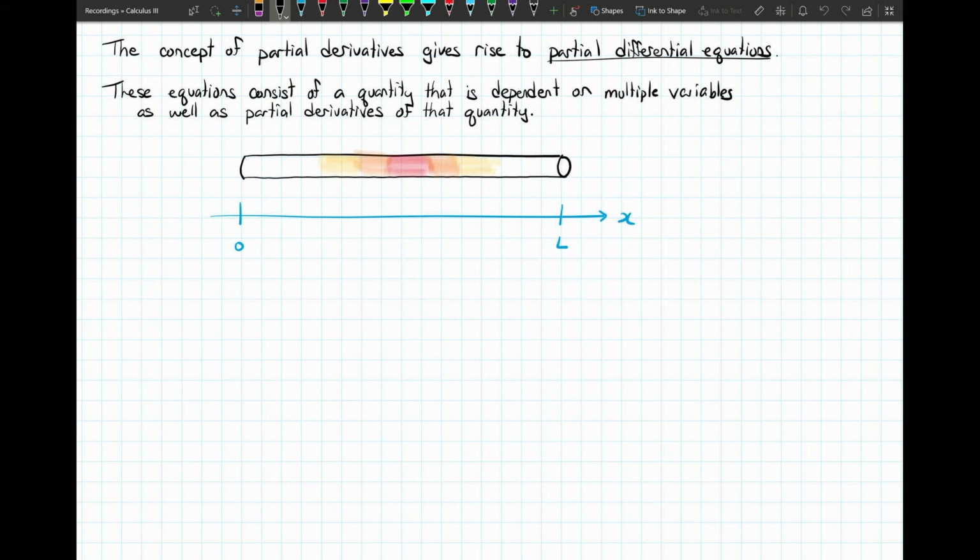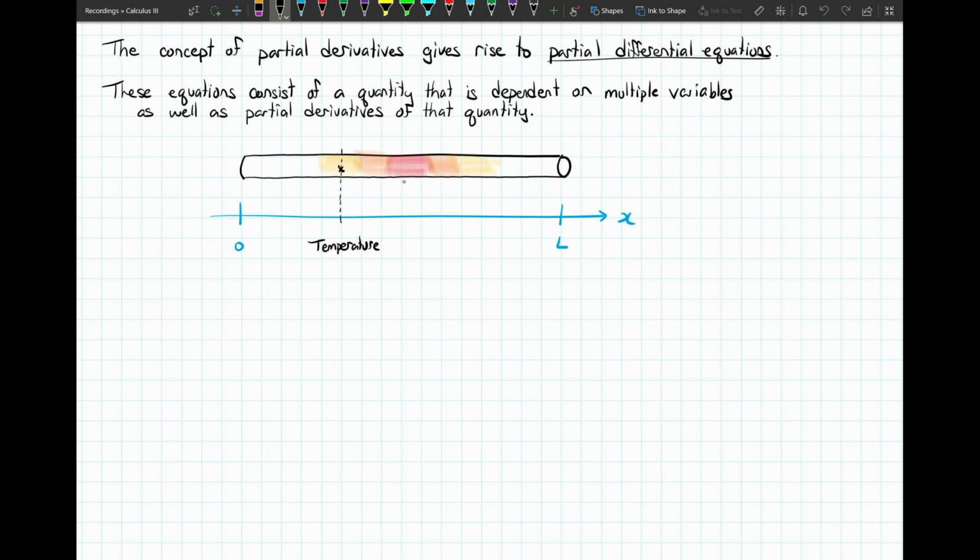Now, of course, this rod isn't necessarily just floating in space. It probably has to be held there while we're heating up the rod, but we're going to assume that both ends of the rod are insulated. There's no way that heat can escape. And what we're going to define is a function of two variables. That function is going to represent temperature at a specific point. At any given x value, we have a certain temperature.